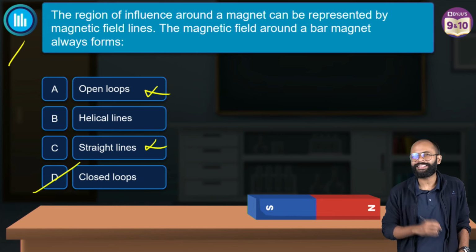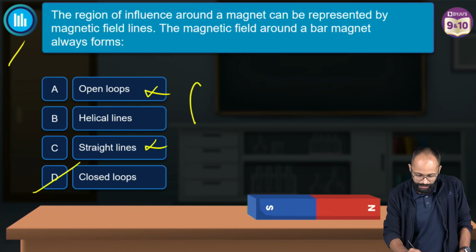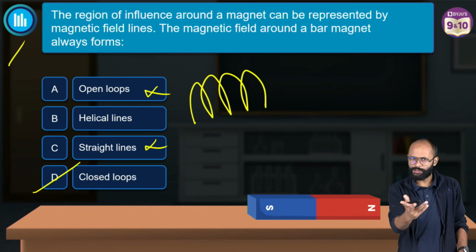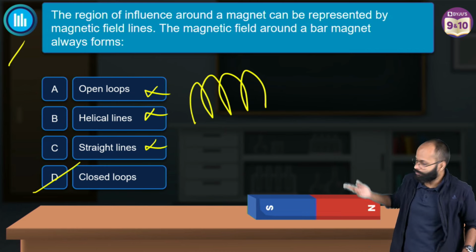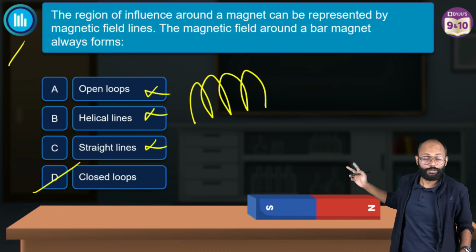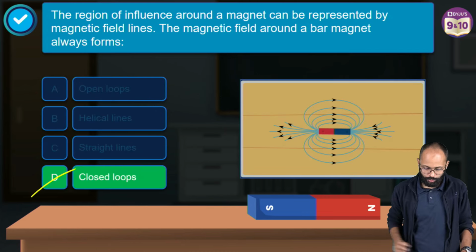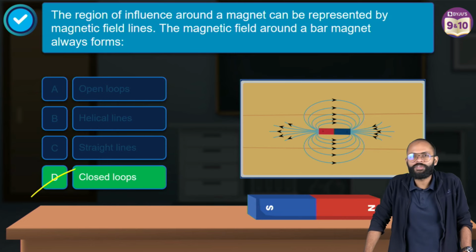But what are helical lines? Helical means like a spring. Helical lines are like this. It looks like a spring, right? Okay? So helical lines, although you understood what is helical, it is not correct, no? It is closed loops. So the correct answer is closed loops. The magnetic field around a bar magnet always forms closed loops.